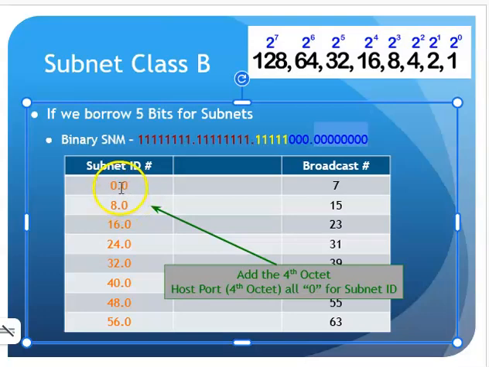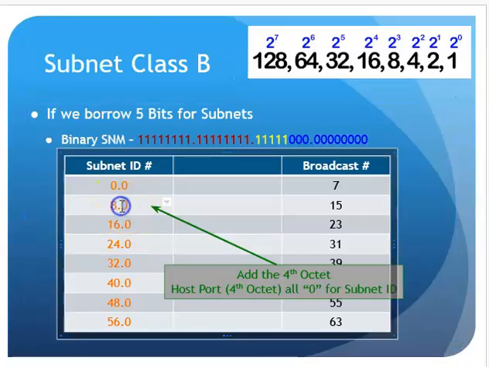So if I tag on .0 now, 0.0, 8.0, 16.0, I just made the host portion all zeros. That would be the network or the subnet number. So if I just tag that 4th octet on with zeros, I now have the network number or subnet number.